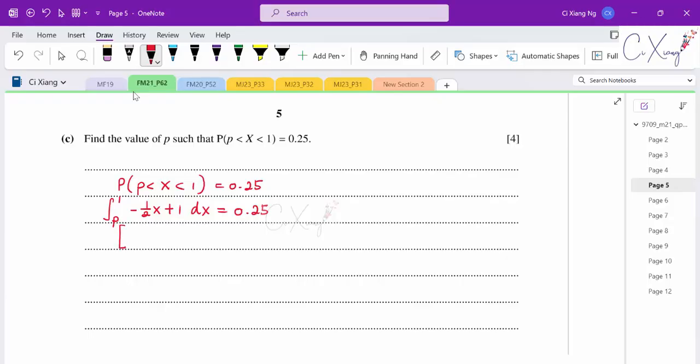Okay, so we'll start the integration now. I'm having negative x squared over 4 plus x. Put in the value 1 and p, and it is equal to 0.25. Substitute 1 first, I'm having negative 1 over 4 plus 1. Substitute the p, I'm having negative p squared over 4 plus p. It is equal to 0.25, which is 1 over 4, actually. Okay? Alright, then simplify slowly, simplify all the numbers together.